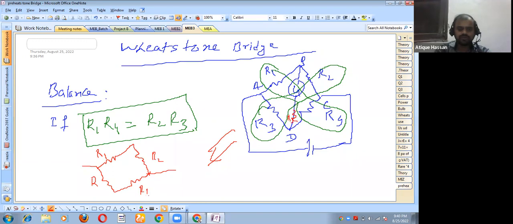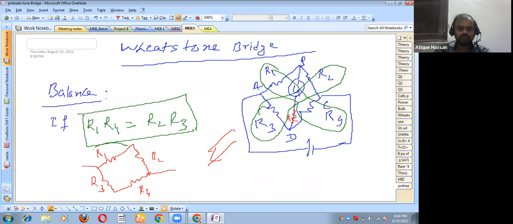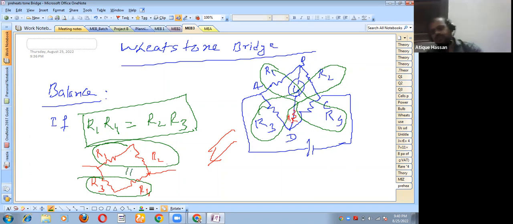Suppose this one is R4, R3. Now you can easily find the equivalent resistance. What you have to do is take the series combination of this and the series combination of this, and both are in parallel. So you can easily find it. So this is the concept of Wheatstone bridge and how to remember it.